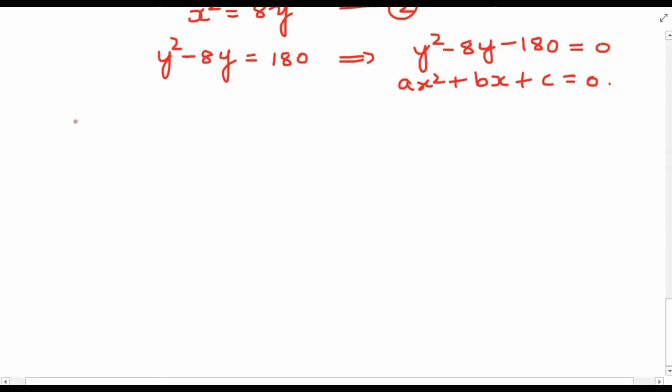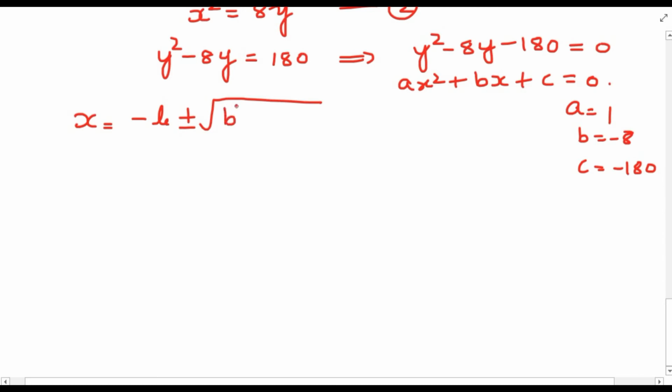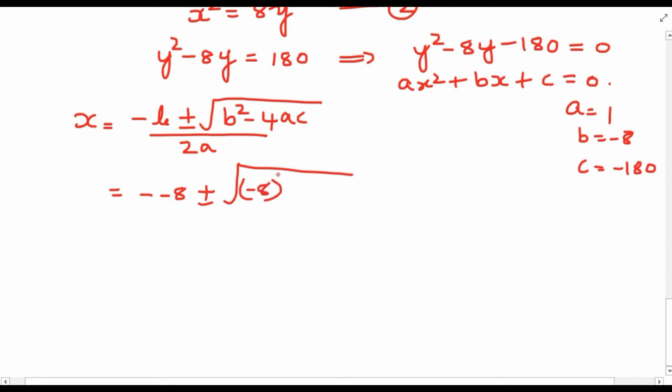So we can write x is equal to, a equal to 1, b equal to minus 8 and c equal to minus 180. We will write the quadratic formula: minus b plus or minus square root of b square minus 4ac, divided by 2a. So minus b means minus 8 plus or minus square root of minus 8 the whole square minus 4 into 1 into minus 180, divided by 2.